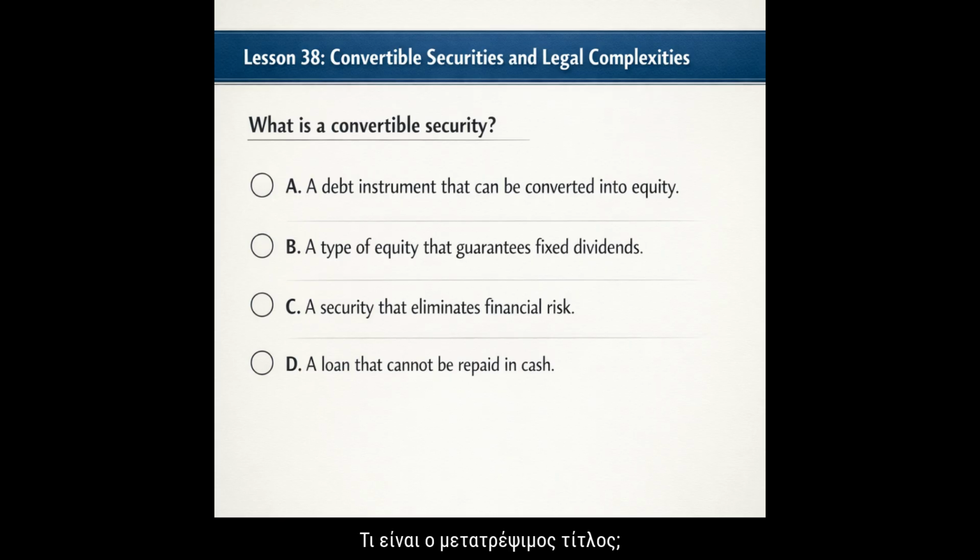What is a convertible security? A. A debt instrument that can be converted into equity. B. A type of equity that guarantees fixed dividends. C. A security that eliminates financial risk. D. A loan that cannot be repaid in cash.